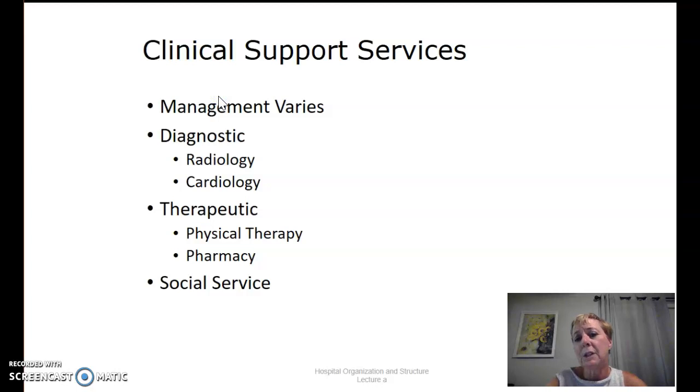So your clinical support services in a hospital varies. You have diagnostic support, so those are your x-ray departments or radiology. Or you might have a cardiology department where they do cardiac stress test or echoes. You can have therapeutic departments. Therapeutic means you're treating an illness or an injury. So that would be like your physical therapy department, your occupational therapy department, or your pharmacy. And all hospitals have a social service function.